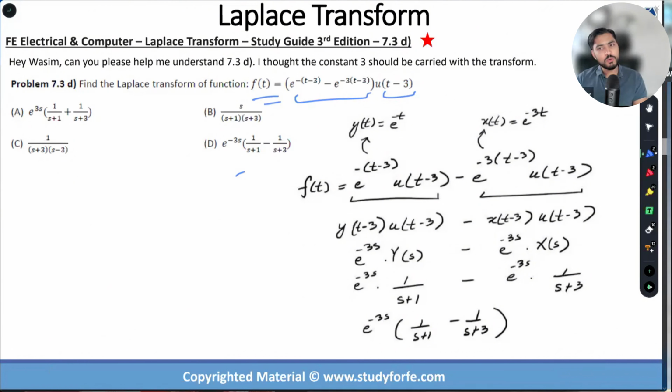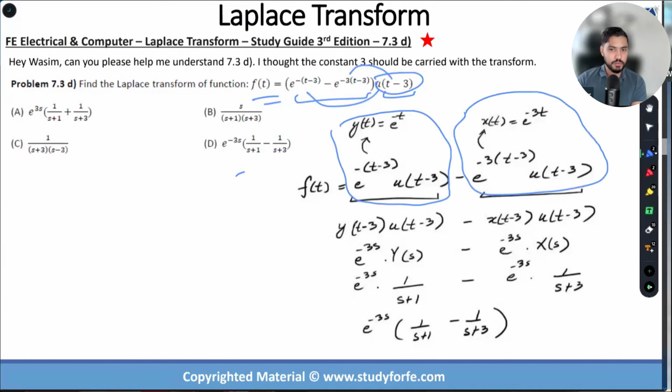So how do I go about solving this? Well, first of all, when I multiply this out, u of t minus 3 in here and u of t minus 3 in here, do you guys agree that this is what I end up with? Let me explain the y of t and x of t in a bit, but this is pretty simple, right? So this is simple multiplication.